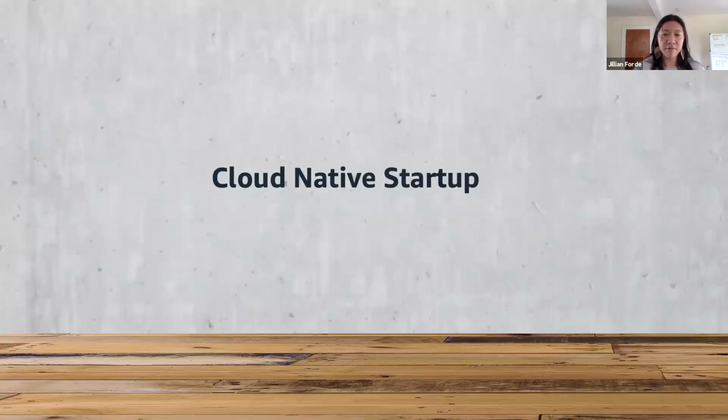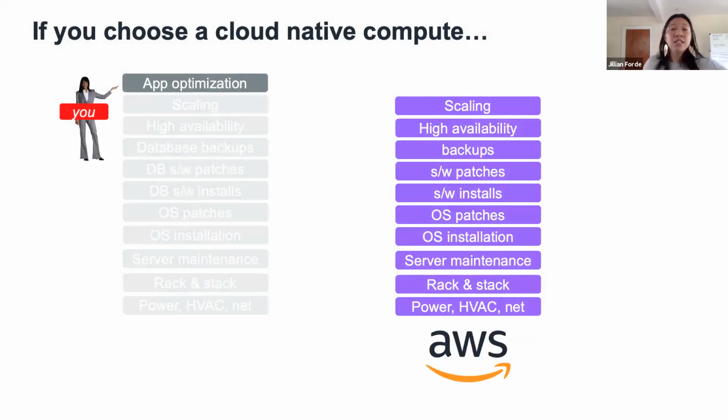So now let's go into the cloud native startup. And this is where I'm going to spend most of the time, because I really believe that you're going to get the most benefits of being in the cloud if you choose cloud native options. I mean, this is a drastic difference here, just from the computing layer. If you go cloud native, you only have to manage the app optimization. AWS is going to manage everything else. I mean, in my mind, I'm like, yeah, sign me up, I'm in.